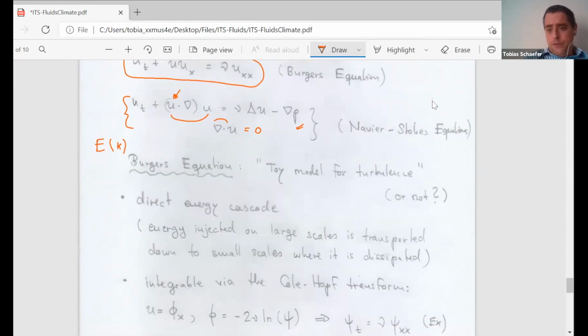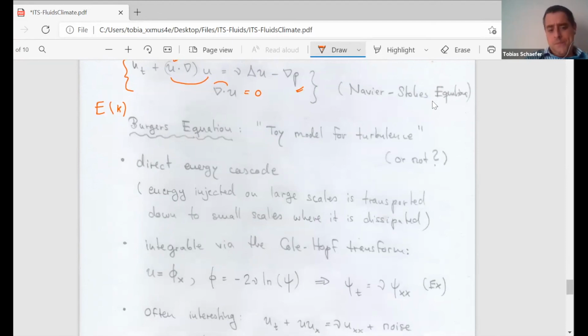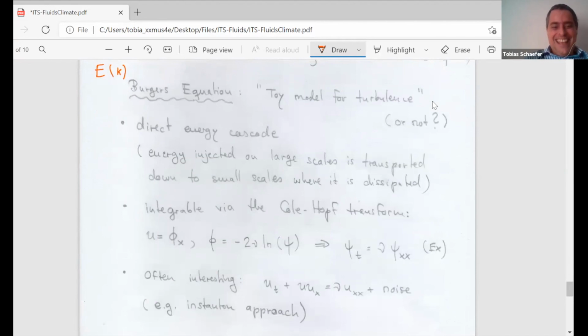Another feature of Burgers that makes Burgers very different from Navier-Stokes is that it's integrable. So there is a transform called the Cole-Hopf transform that's really famous. Both Cole and Hopf got really famous because of this transform, because they sort of rediscovered it. Later, it turned out that I think it was an exercise in one of the fluid dynamics books at the turn of the century, where obviously somebody already knew this a long time ago.